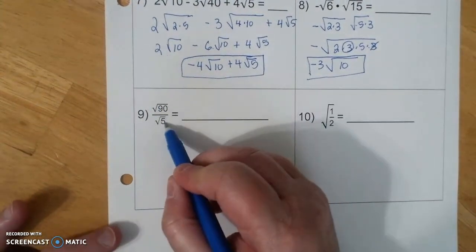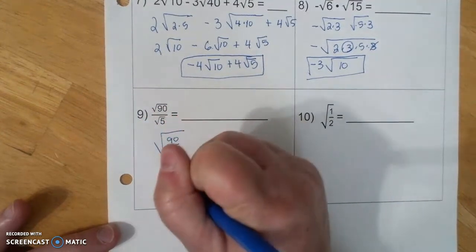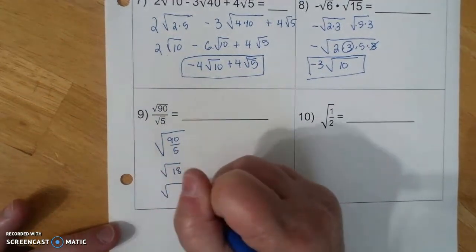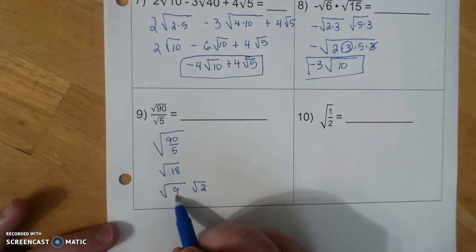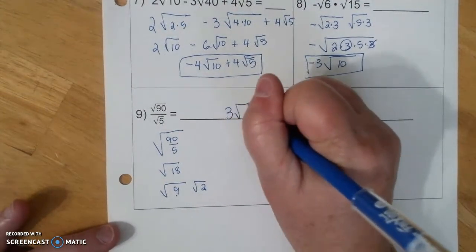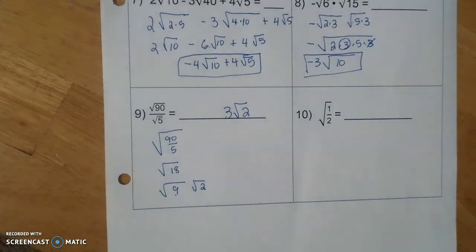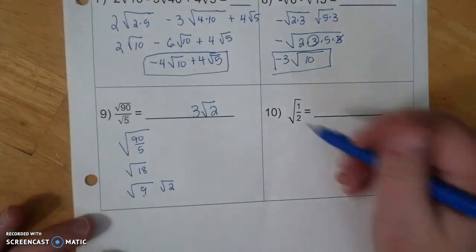Put under the radical so I can simplify. Square root of 90 over 5 is the square root of 18. The square root of 18 is the square root of 9 times the square root of 2. The square root of 9 is 3 times square root of 2. And what I'm doing is I'm going to look for 4s, 9s, 16s, and 25s.